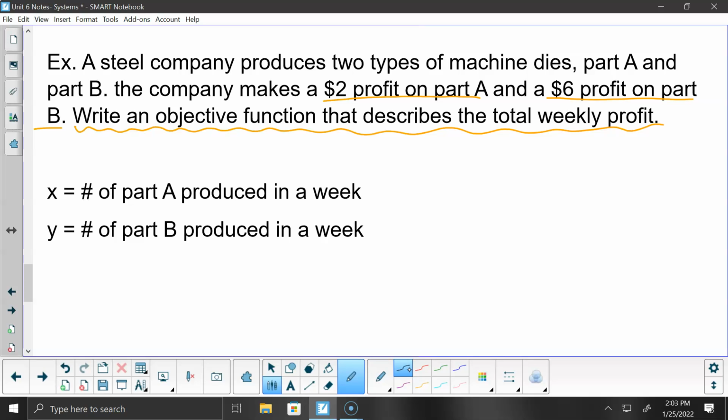So, of all of the words that are up here, what do I really care about? $2 for part A, so 2 for X. 2X plus, how much do I make for part B? 6 times however many parts I make, and this is going to equal my profit. Objective function. That's it? That's it.